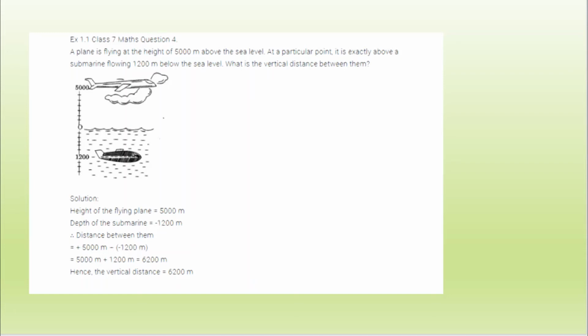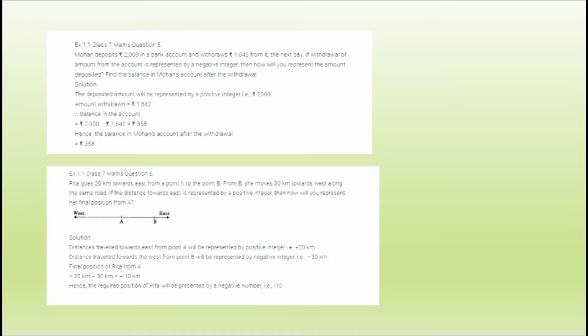You can see in the figure a submarine and the aeroplane are shown, and 0 at the ground level is shown. So the height of the flying plane is 5,000 meters. Depth of the submarine is minus 1200 meters. So for the distance between them, we have to see 5,000, which is a positive value, minus minus 1200. So minus and minus will become plus, 5,000 plus 1200 will become 6,200 meters.